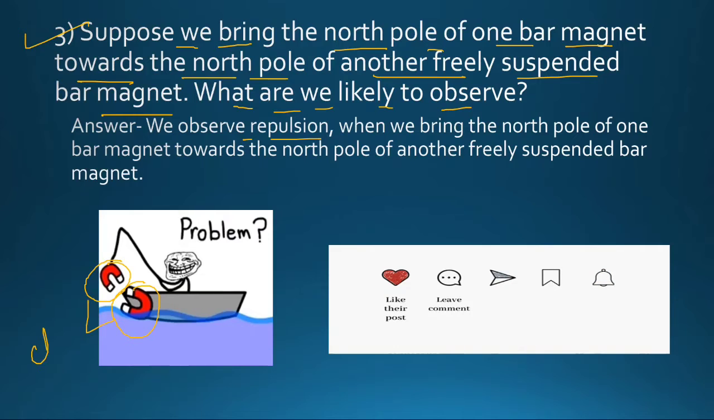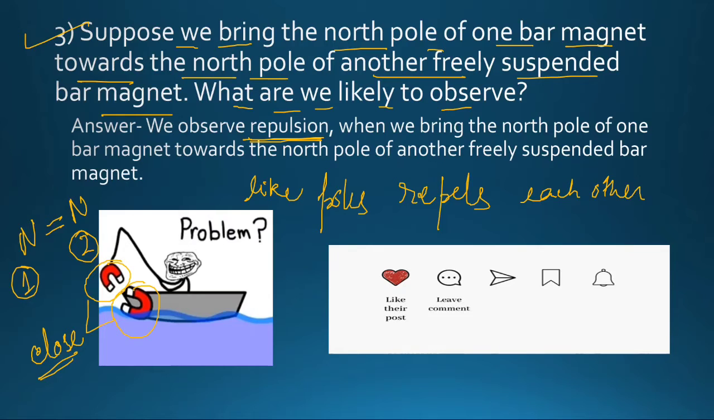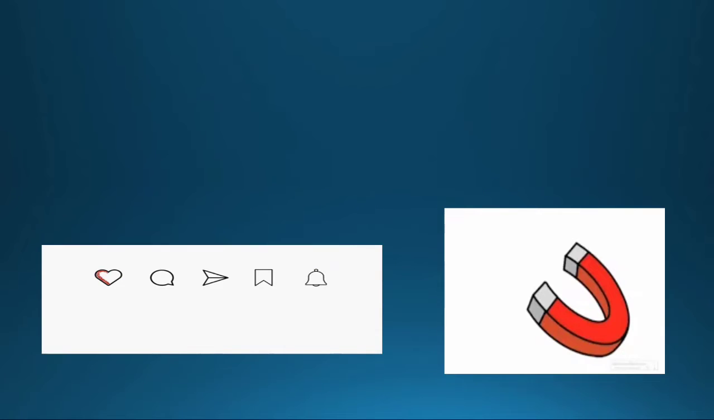If we bring them close together, then what will we see? If we bring the north pole of one magnet to the north pole of the second magnet, then what will happen? We will observe repulsion. Why? Because like poles repel each other. Let's move to the next question.